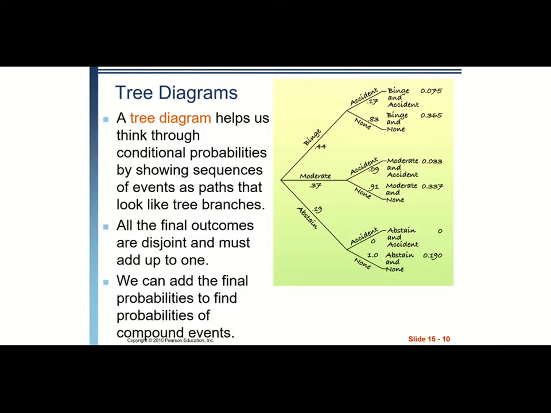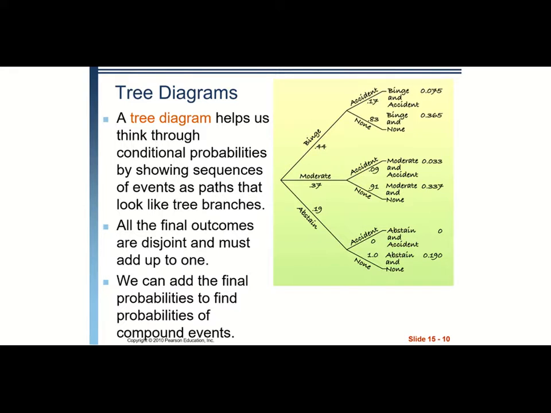Now at the end here, on the right, these are all disjoint events. Every student falls into one and only one of these categories. They have to add up to 1, and the way we get these numbers is by multiplying all the branches that we take to get to that path. So 0.075 is the product of 0.44 and 0.17.